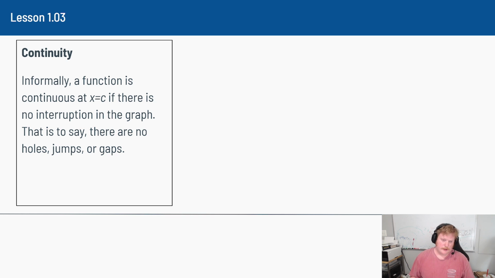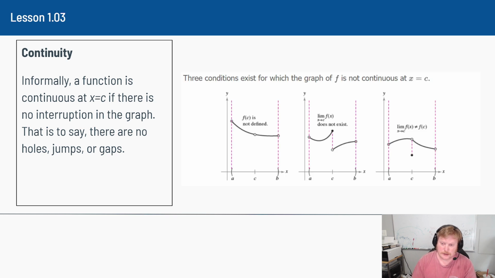So continuity. Informally, a function is considered to be continuous at some number c if there are no interruptions in the graph. That is to say, there are no jumps, gaps, holes, breaks in the graph. So some very common examples of where that condition fails, for where there is some hole, jump, or gap.